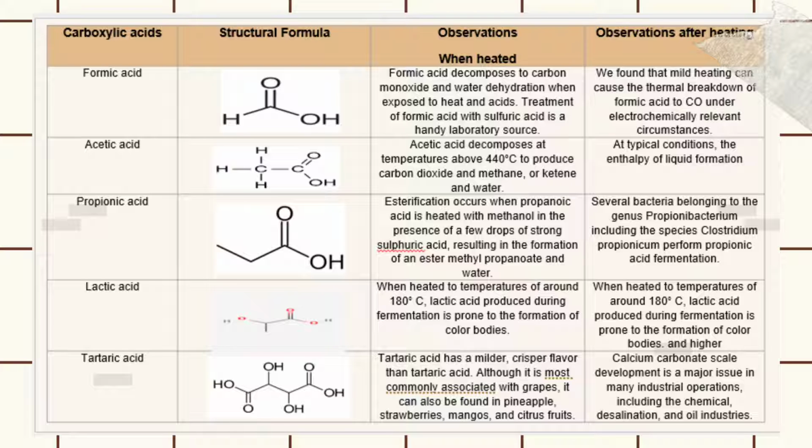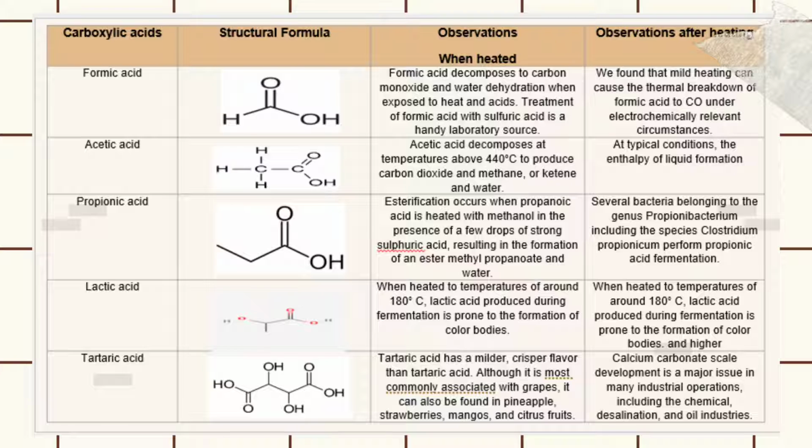Lactic acid. This is the structural formula. When heated to a temperature of around 180 degrees Celsius, lactic acid produced during fermentation is prone to the formation of color bodies and higher. Tartaric acid. This is the structural formula.